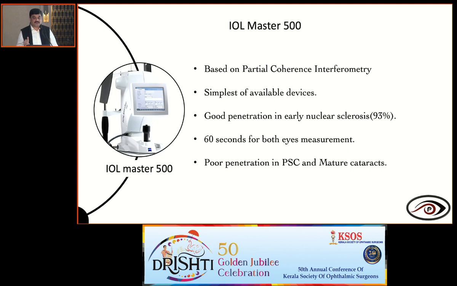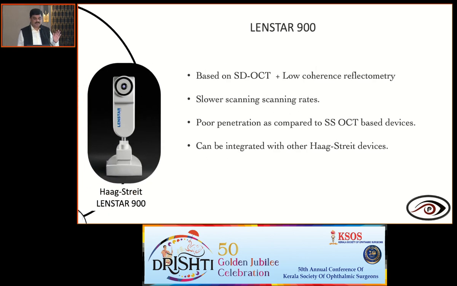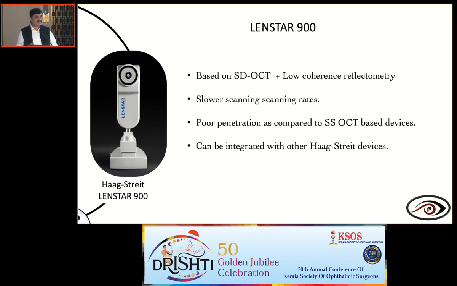Coming to the IOLMaster 500, basically it works on partial coherence interferometry. It was the simplest of the devices, with good penetration only in early nuclear sclerosis, around 93%. It takes around 60 seconds for both eyes. But the problem we noticed is that in a patient with a slight PSC or even a mature cataract, it's impossible to do with this.